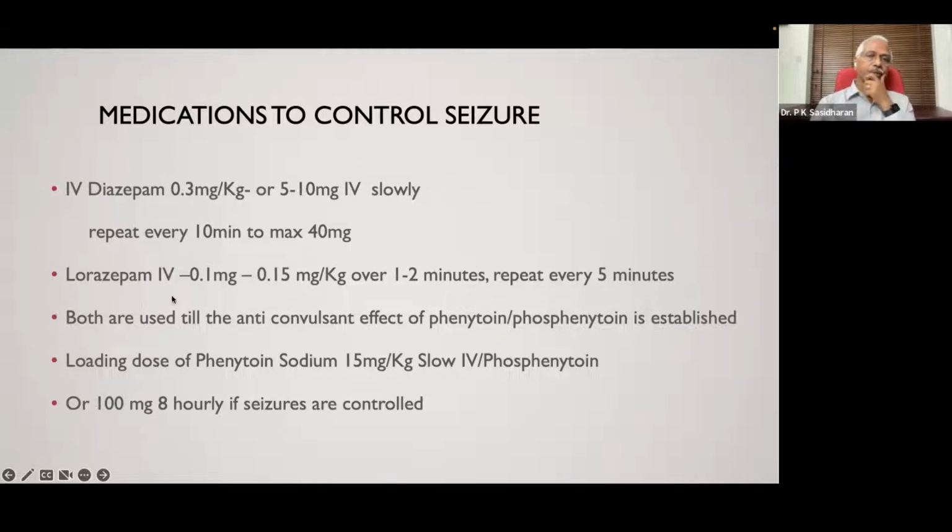These drugs are only for immediate control. Simultaneously, we'll be starting on phenytoin or phosphenytoin, and the effect of that will be established after some time only. If you give a loading dose, the effect can be established immediately. But once the effect of other anticonvulsant drugs takes place, then you will not repeat lorazepam or diazepam. The loading dose of phenytoin sodium given is 15 milligram per kilogram, slow IV.